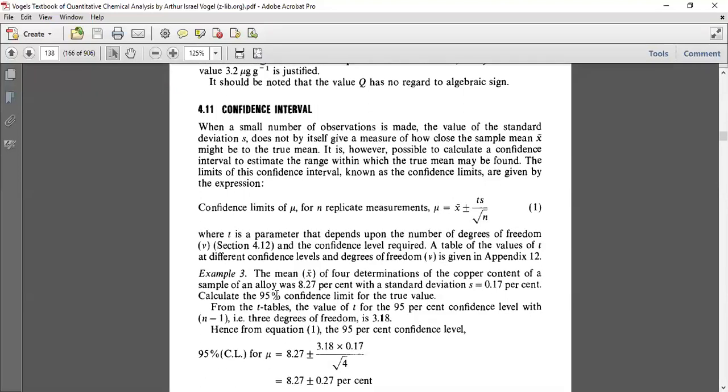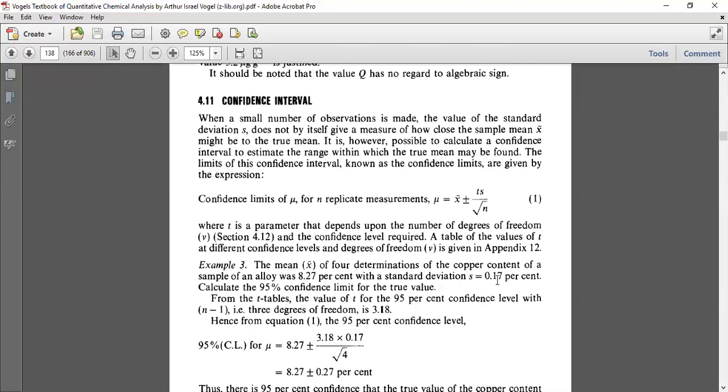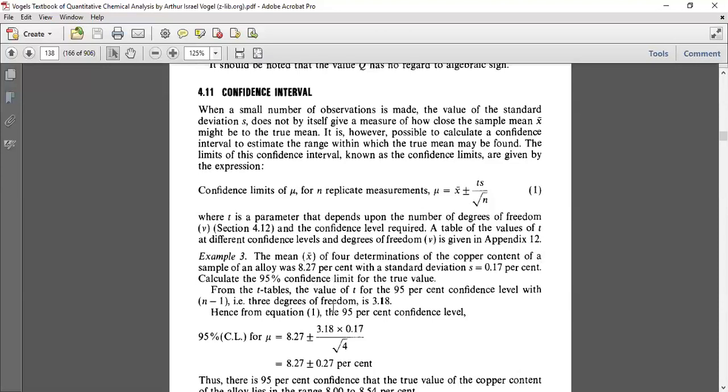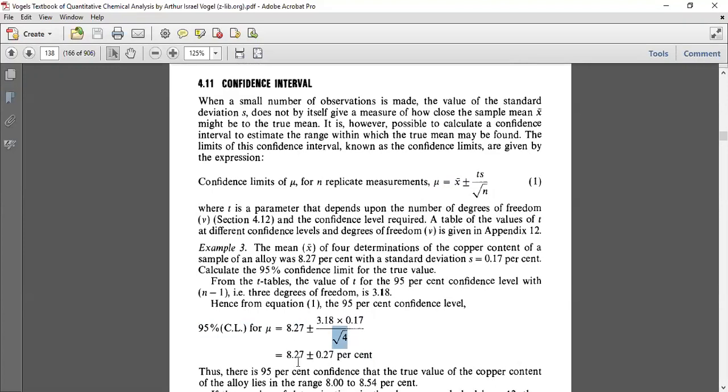See, this is a problem we had taken in class. The mean of 4 determinations of the copper content of a sample of an alloy was 8.27 with a standard deviation 0.17. Calculate the 95% confidence limit for the true value. So this is the formula for that. Confidence limit is equal to 8.27 plus or minus T value 3.18, S value 0.17, and number of observations 4. So here you will get the range 8.27 plus or minus 0.27.